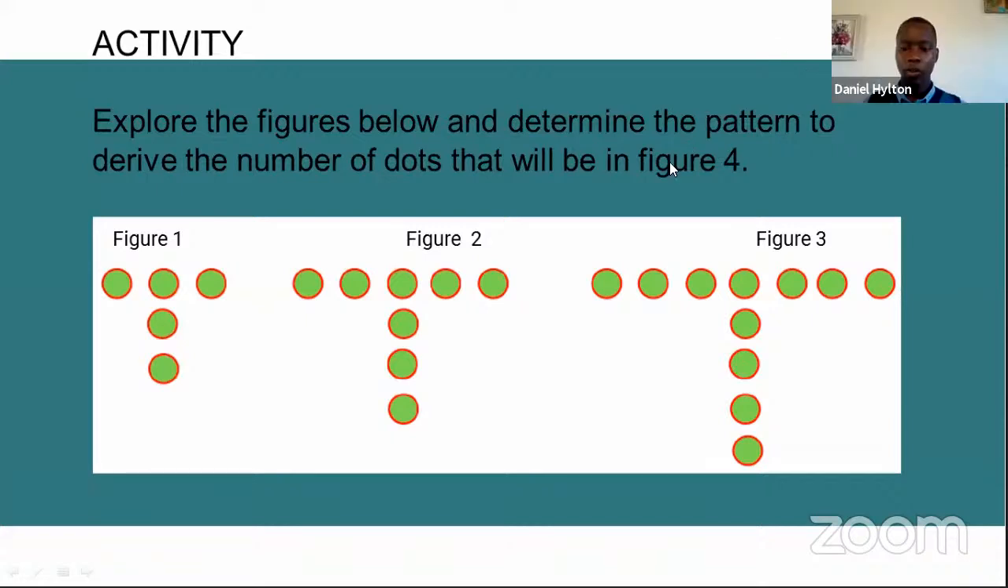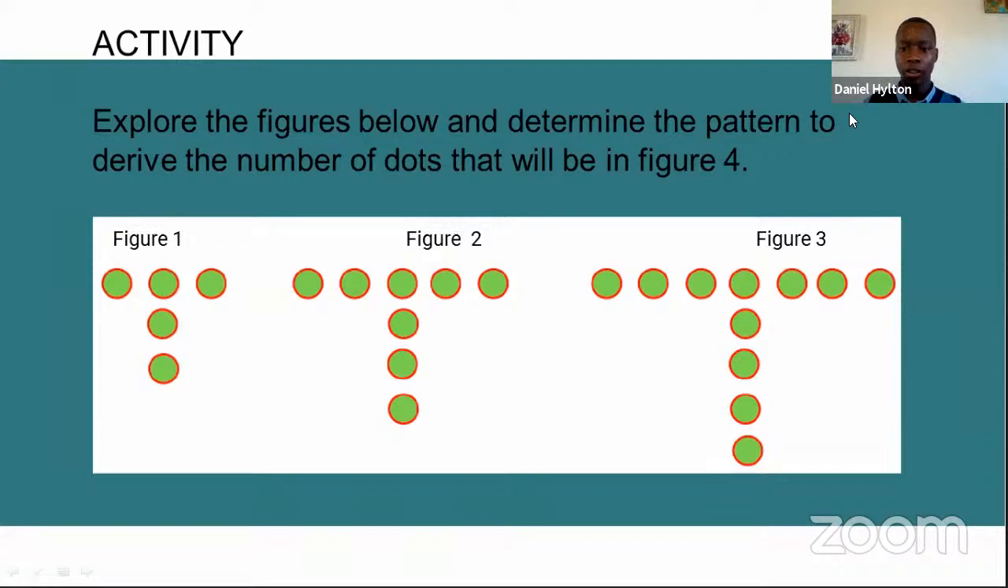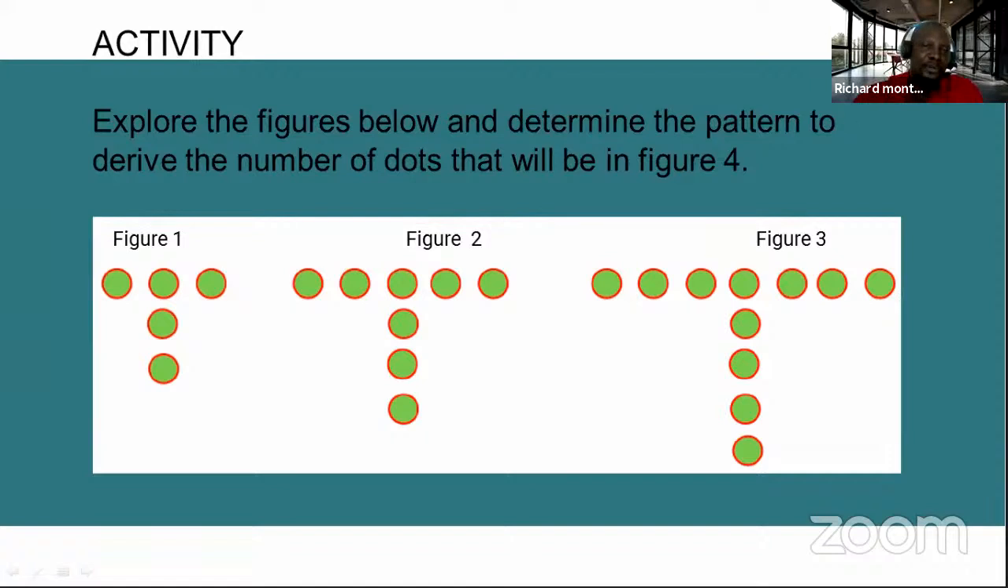Okay, so I'm seeing some responses in the chat, Mr. Montague. So we have Brooke saying figure 4 has 14. I'm seeing Vanessa saying 14. I'm seeing Reed saying 13. I'm seeing Sarah saying 14. Angel 14. White 14. All right, great going, students.